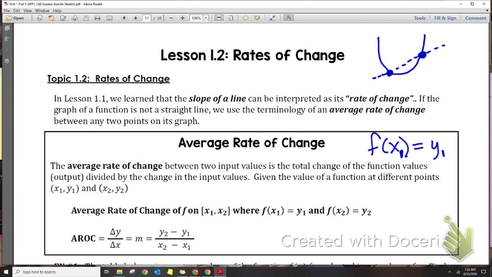All right, and then your average rate of change, I told you it's just your slope. So it's going to be the change in the y's over the change in the x, or y2 minus y1 over x2 minus x1.